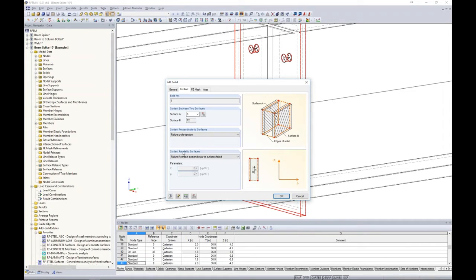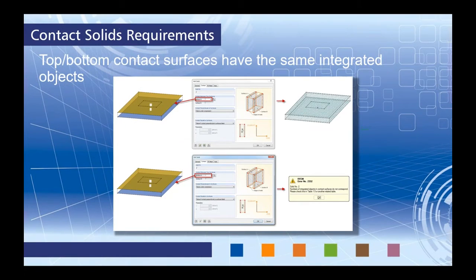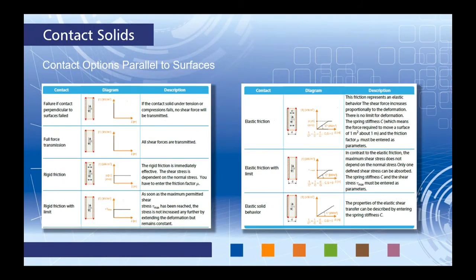Moving on to contact parallel to surfaces. So this has to do with our shear forces. And for this, you'll notice that we have quite a few more options here. So I'm going to jump back to the PowerPoint and we'll move on to the next slide where I want to explain these 7 options in a little bit more detail.